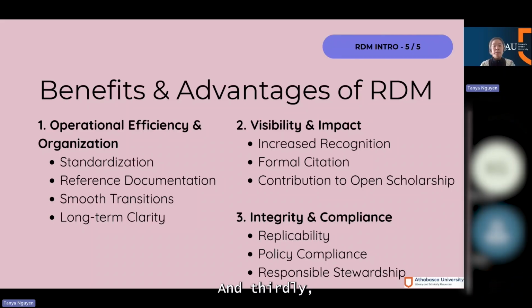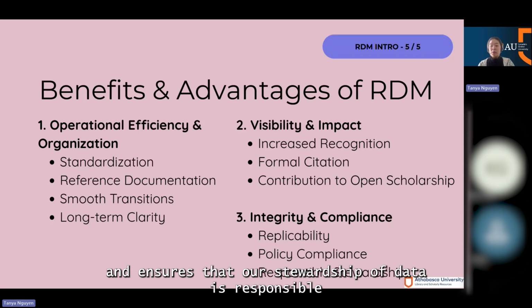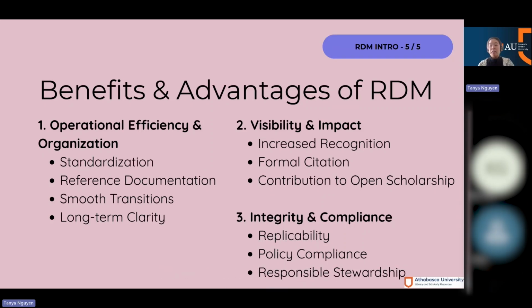And thirdly, let's consider integrity and compliance. So research data management supports reliability and compliance with policies. It ensures that our stewardship of data is responsible and ethical, aligning with necessary regulations.